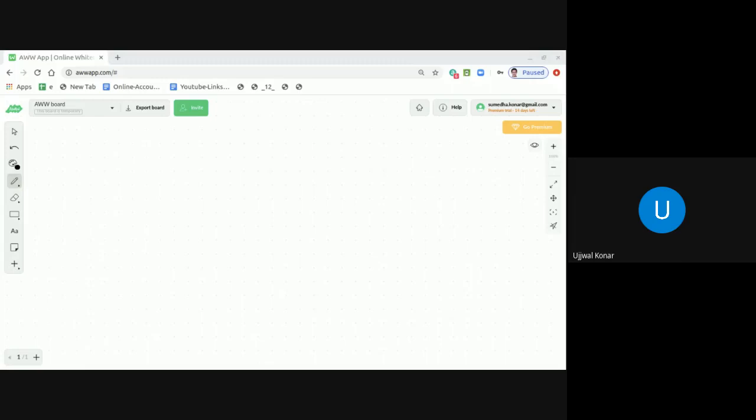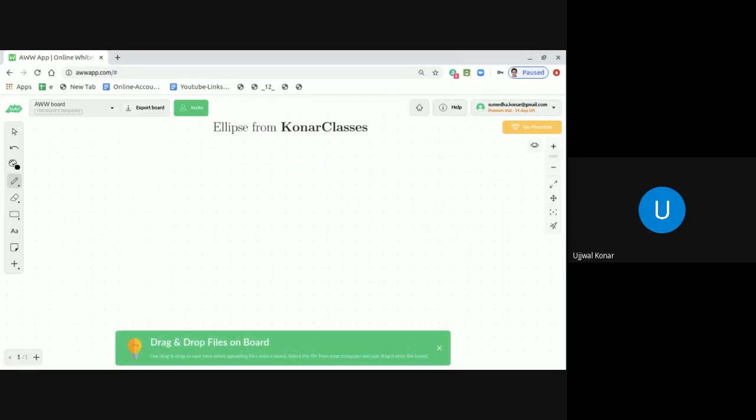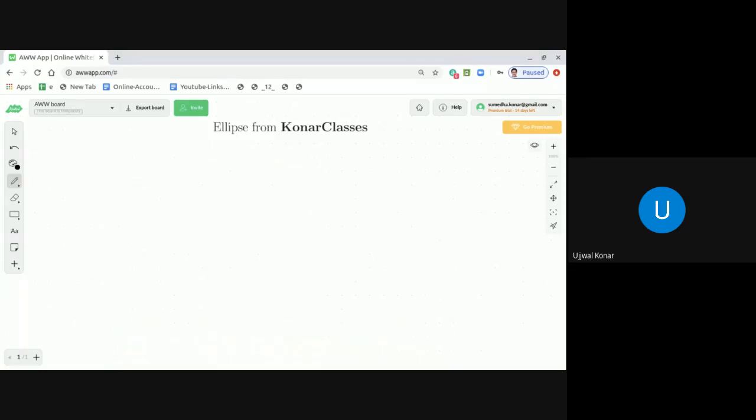Today we are going to continue our discussion on ellipse, as we discussed in our previous couple of classes. So we will start today from the equation of normal to the ellipse, and after that we will proceed with the other topics.